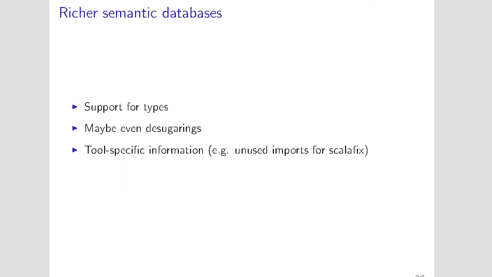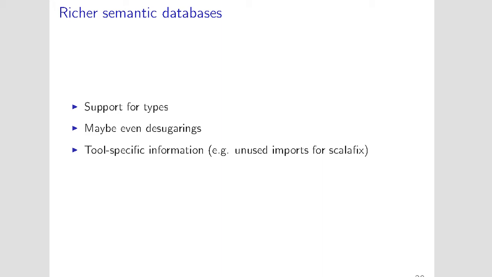And finally, we don't want to stop at just fully qualified names. So another step would be to enrich the semantic database with additional information. For instance, types of terms, that's the second question. Maybe desugarings, this is the third question, but only if they're actually needed by people. If this is just an academic exercise, well, I am not in academia anymore, so I'm not interested in that kind of stuff.